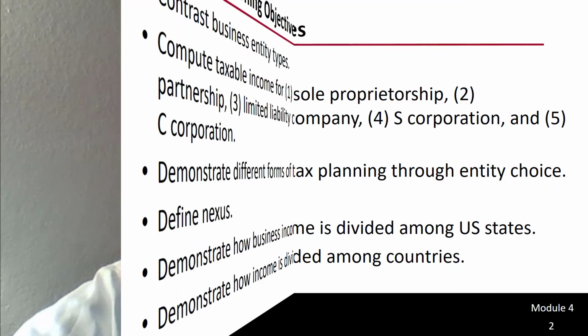So we're going to cover a large element of entity and jurisdiction planning variables in this module. So it's going to be a little different than our last modules. We're going to start with the learning objectives and then go deeper into entities, starting with the sole proprietor.